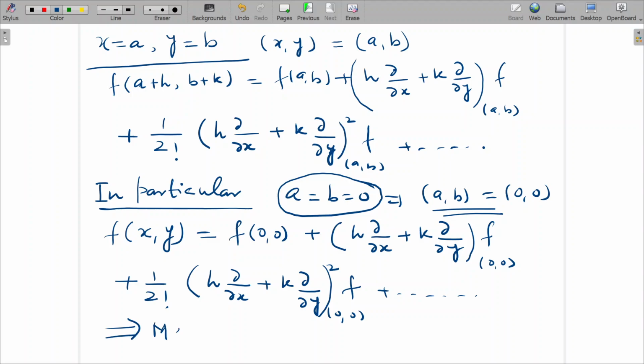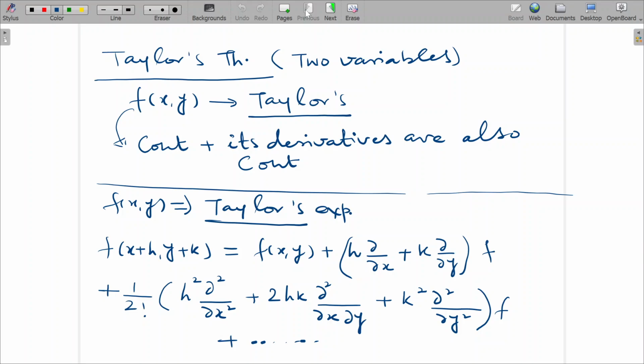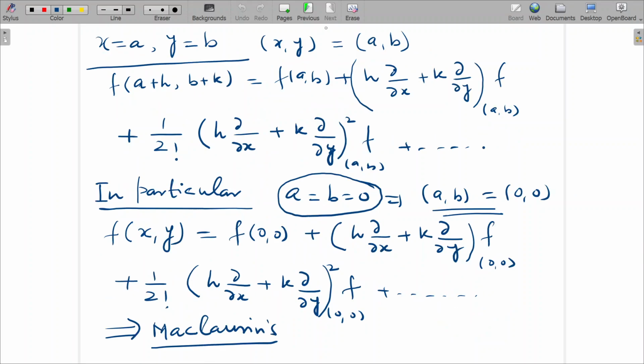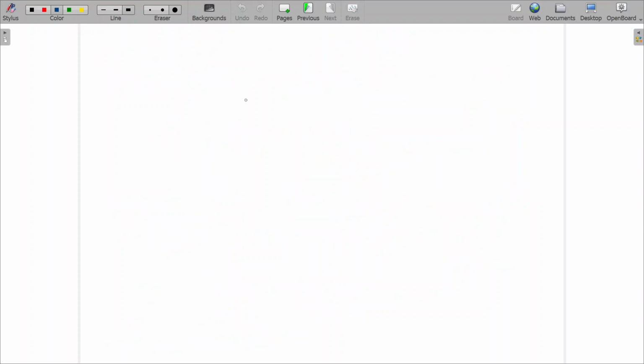This is very much similar to the case of one variable, where we also obtain the Maclaurin expansion after expanding the given function about a particular point, which is x equals 0. So now next we will discuss certain examples.